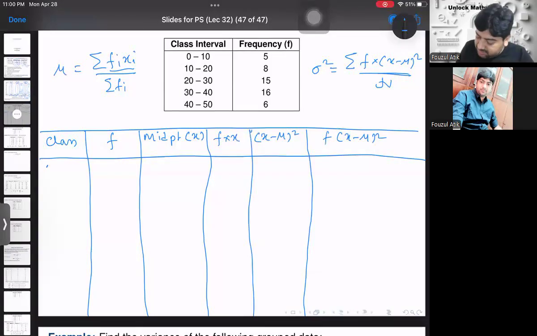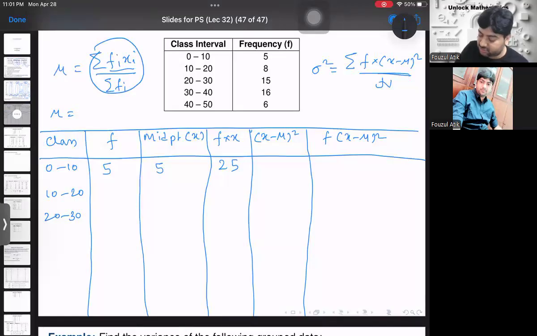Now the class interval is 0 to 10. In this case, what is the frequency? Frequency was given already, 5. Now what is the midpoint of this class? It is (10 minus 0) by 2, so it is 5. What is f into x? It is 25. What is x minus mu whole square? This part we will do after calculating the mu value. So first we have to finish the mu calculation. This problem we have already done for the mu calculation, so finally we get mu equal to 27, after using this formula.